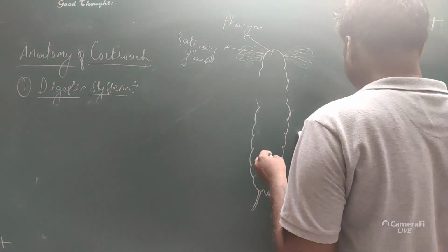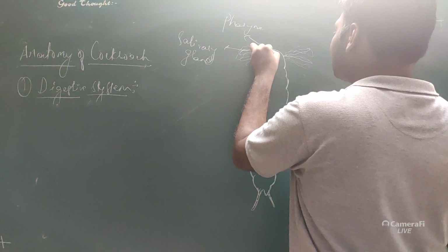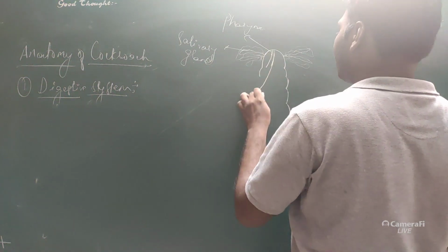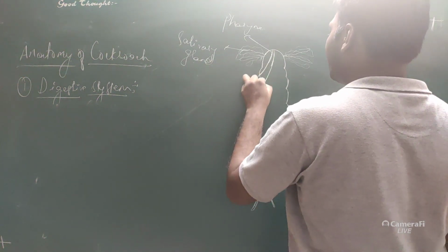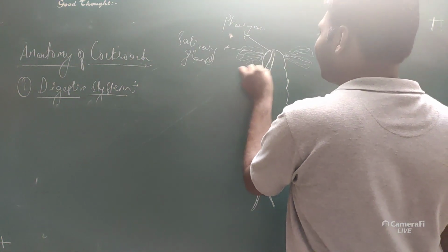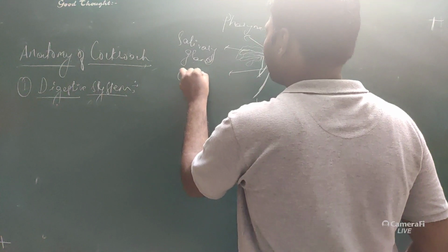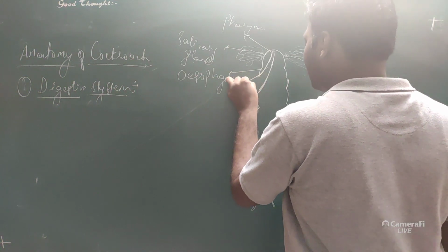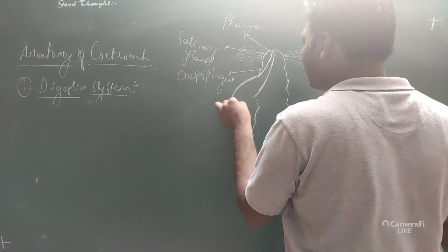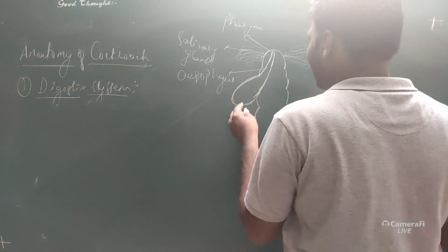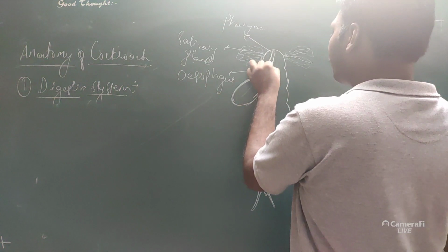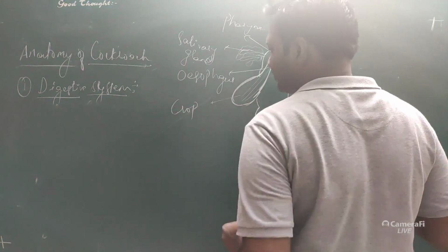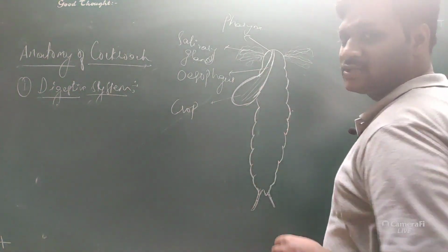Okay, the next, this pharynx will open into the esophagus, and this esophagus will lead into the conical part, which is referred to as the crop. This crop is responsible for digestion and storage of food material.